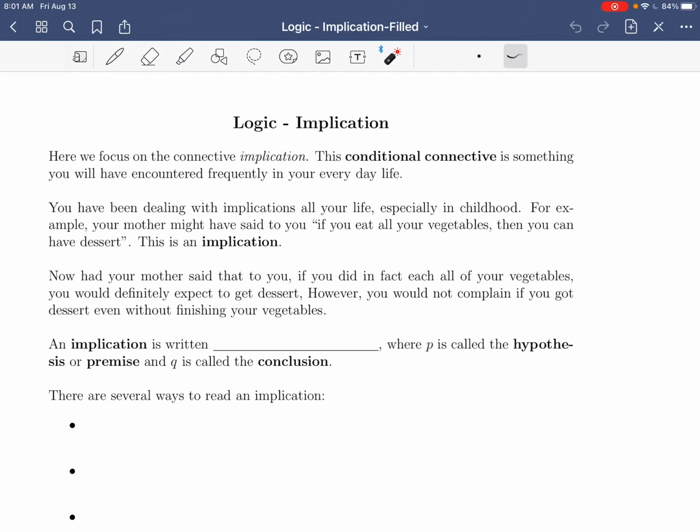In this video, we're going to focus on the connective, the implication. This is a conditional connective, and it's something you've encountered many times in your life. So your mother might have said, if you eat all your vegetables, then you can have dessert. This is an implication. If you eat all your vegetables, then you get dessert.